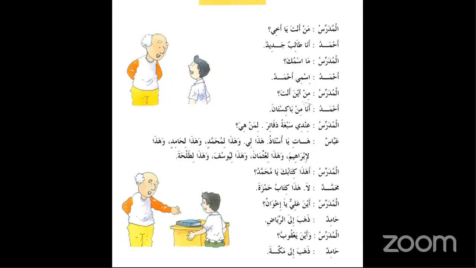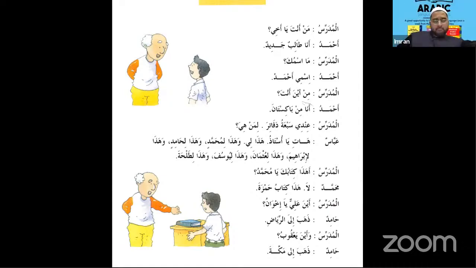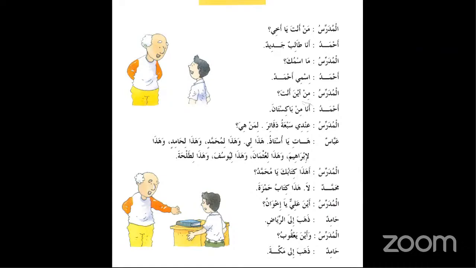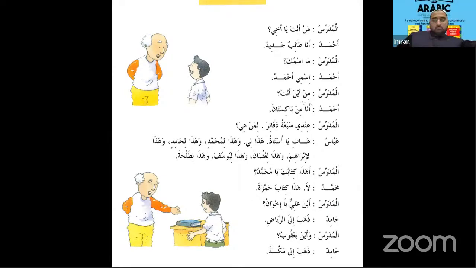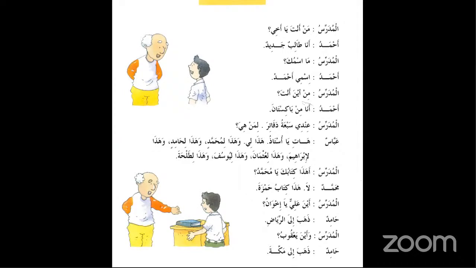Hada li. This is for me. Wa hada li Muhammadin. And this one is for Muhammad. Wa hada li Hamidin. And this is for Hamid. Wa hada li Ibrahima. And this is for Ibrahim. Again, Ibrahim is a diptote.